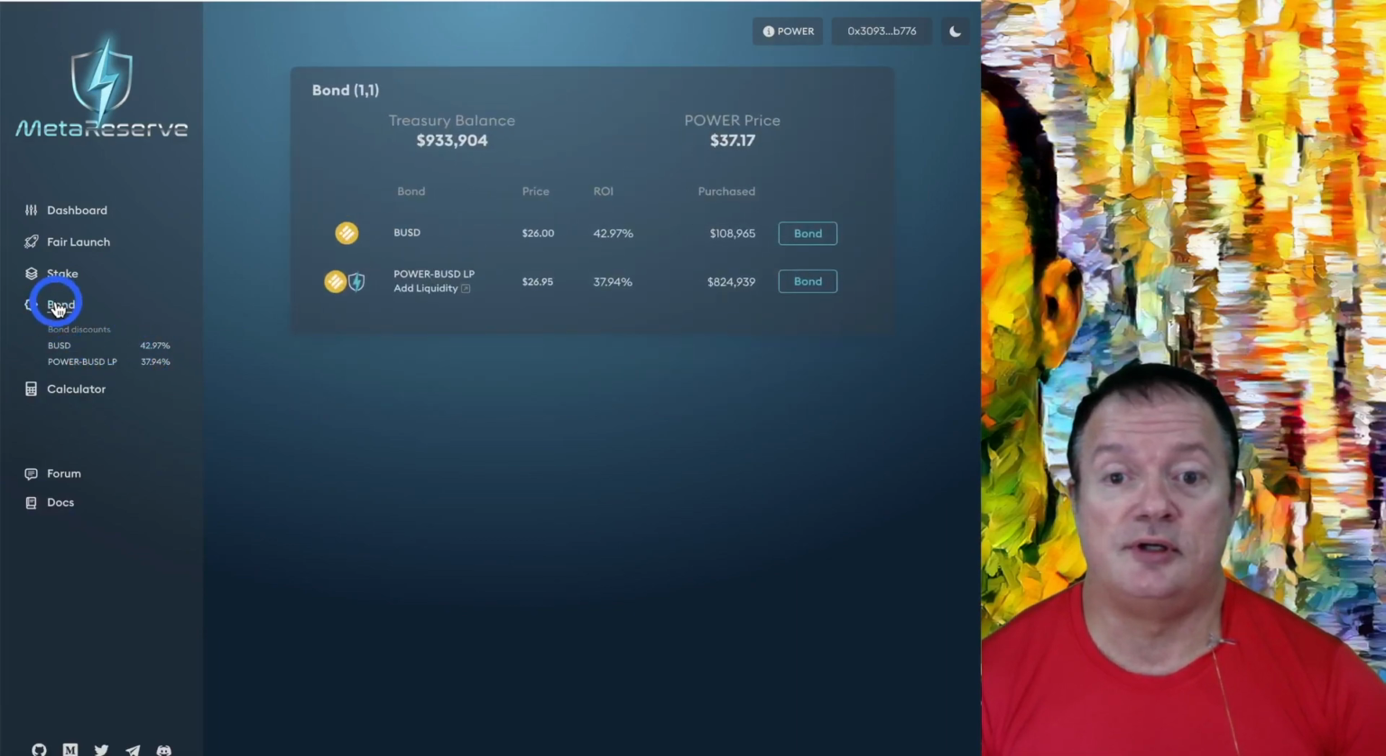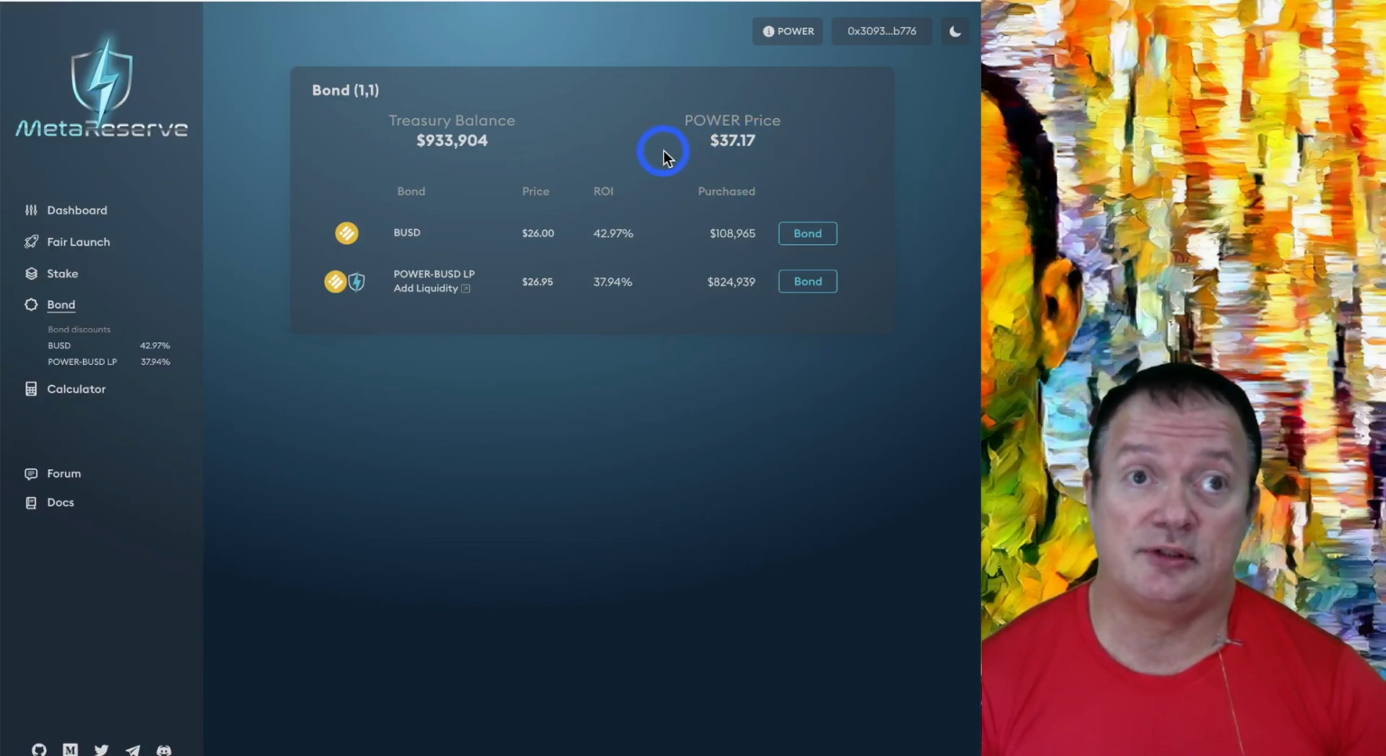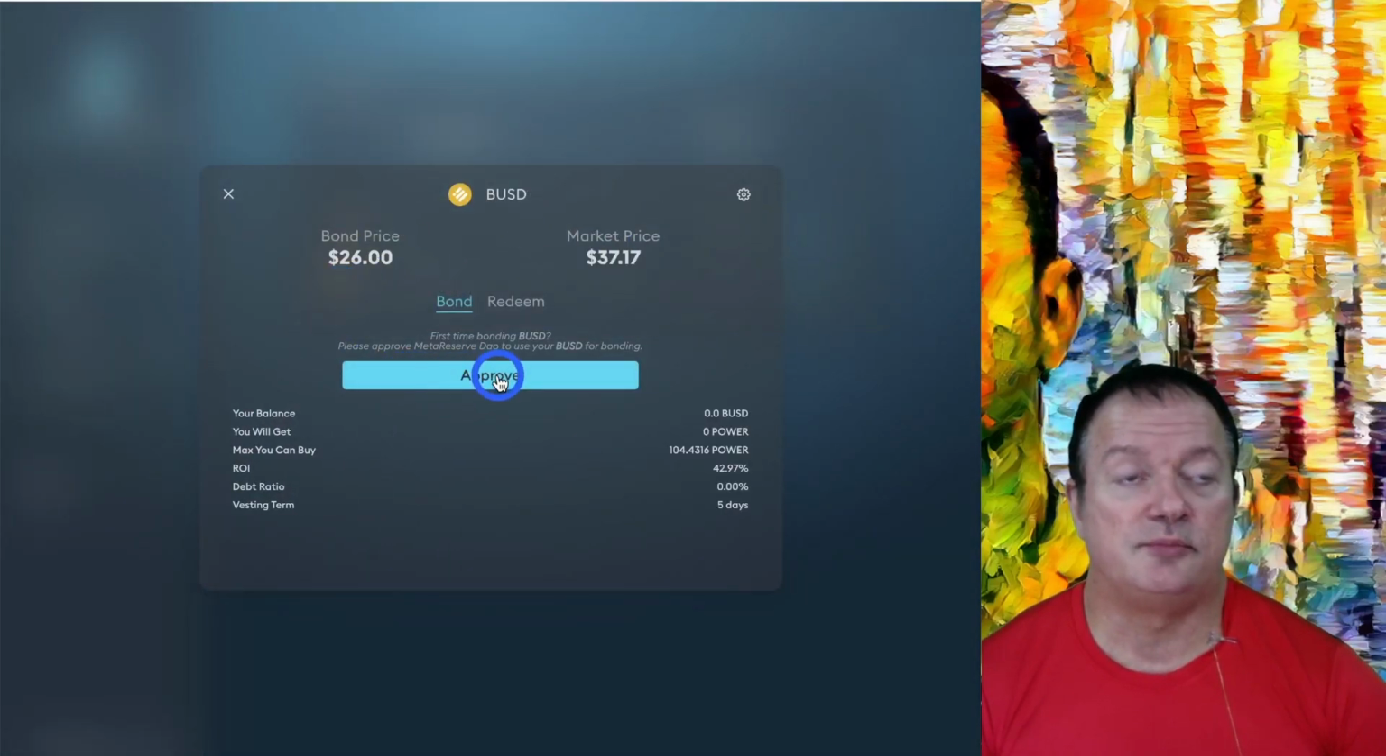So if we go on bond, okay, the one with the best rate at the moment is BUSD. As you can see, the current price of the Power token, the unstaked token for this project, is set at $37 right now. That's the market price, but if you buy the bond, you get a big discount and you only pay $26. Okay, all you need to do is have some BUSD in your wallet and hit the bond button, and then you need to approve, and then you can select how much you want to invest. All right, I'm not going to perform it right now because my wallet is empty.